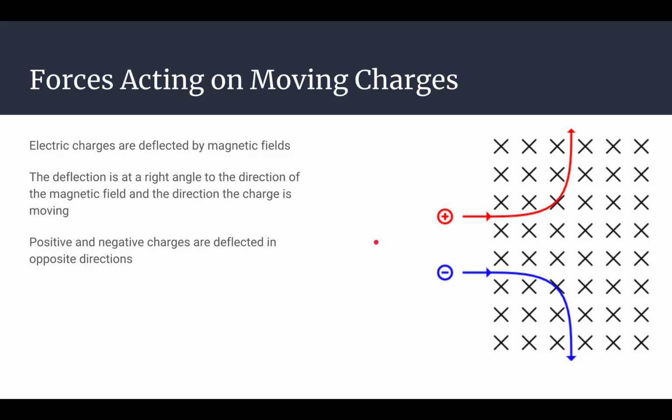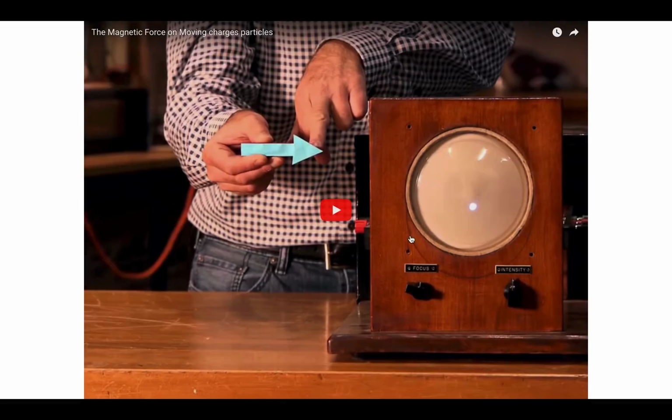Positive and negative charges are deflected in opposite directions. We see that in this little image right here. If the charge is traveling parallel to a magnetic field, it will not be deflected. So we're going to watch a quick video that I think does a very good job explaining this to wrap up this lecture.